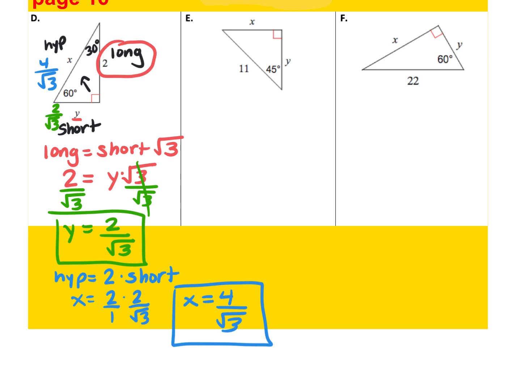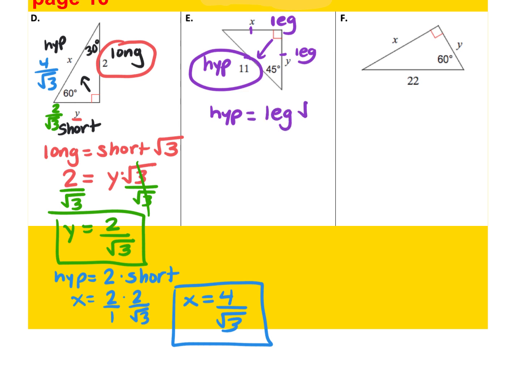Problem E here, we're back to a 45, 45, 90. The hypotenuse is 11, and then the legs are both x and y. So we have to make sure that we always look and see what type of triangle we have, because the type of triangle that we have determines which formula we use. We have the hypotenuse, we have a 45, 45, 90. So if we look at our theorems for 45, 45, 90 triangles, the hypotenuse is just the leg times the square root of 2. So here, 11 is going to be equal to the leg.